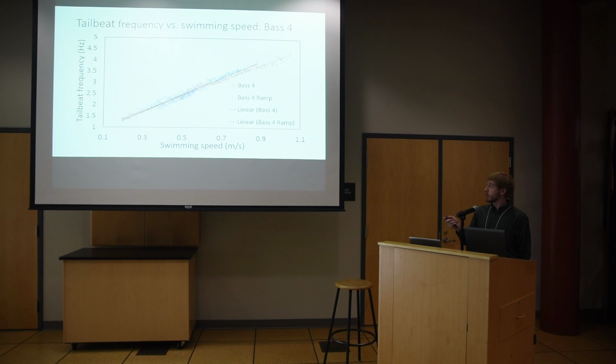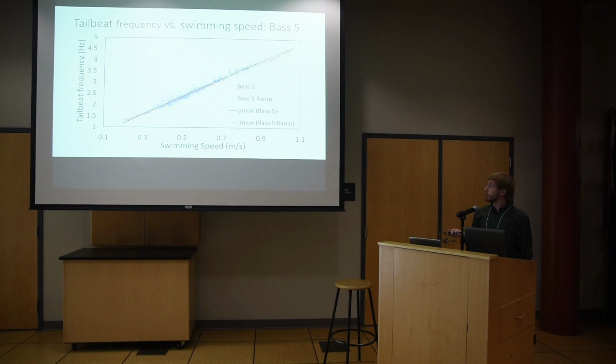Our blue squares here is the non-ramped data for bass number 4. Again, the blue graph that you saw earlier on with the different plateaus over a larger period of time, and then the orange is the ramped data, or the stepwise graph over the shorter period of time. And they both have these nice linear fits to them, which makes sense that if the fish is swimming faster, that it will be moving its tail faster.